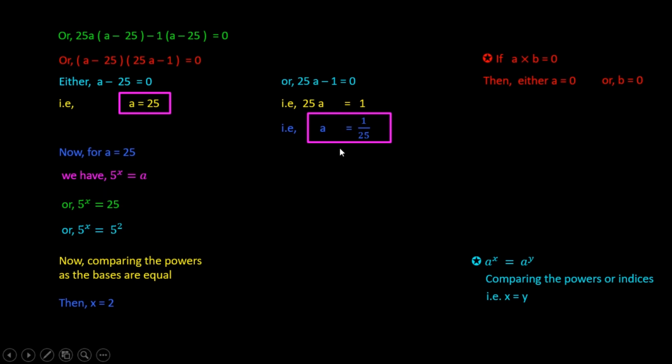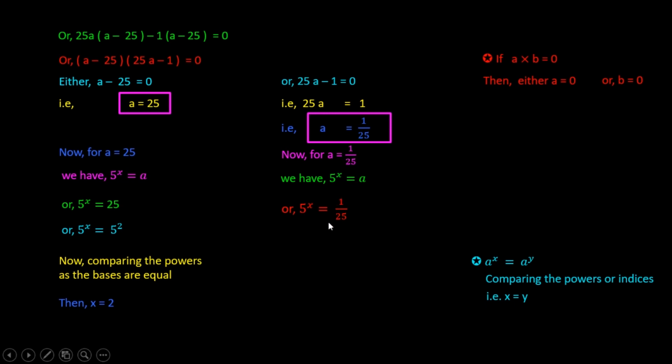But a equal to 1 by 25 is also there, so you have to solve it similarly. For a equal to 1 by 25, as we already have 5 to the power x equal to a, you can find the value of x from here also. So 5 to the power x equals 1 by 25.